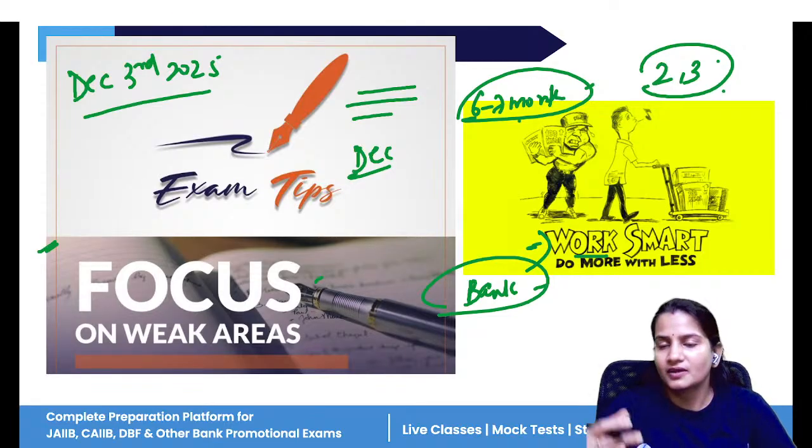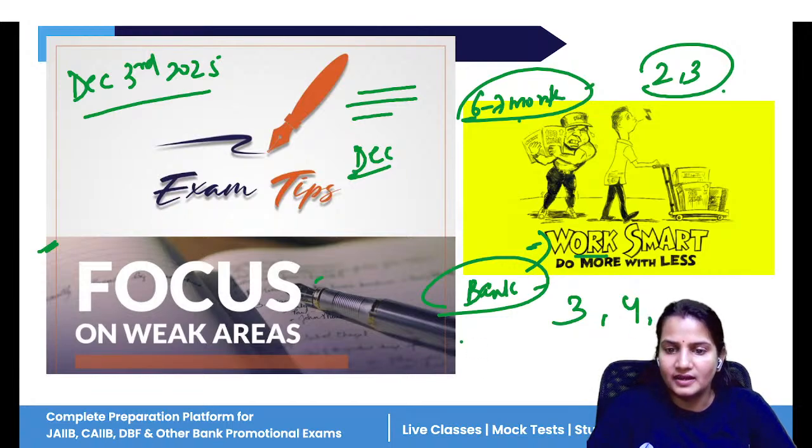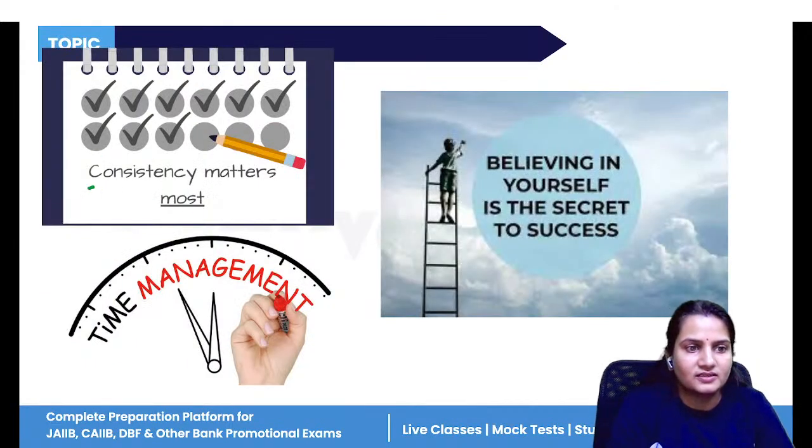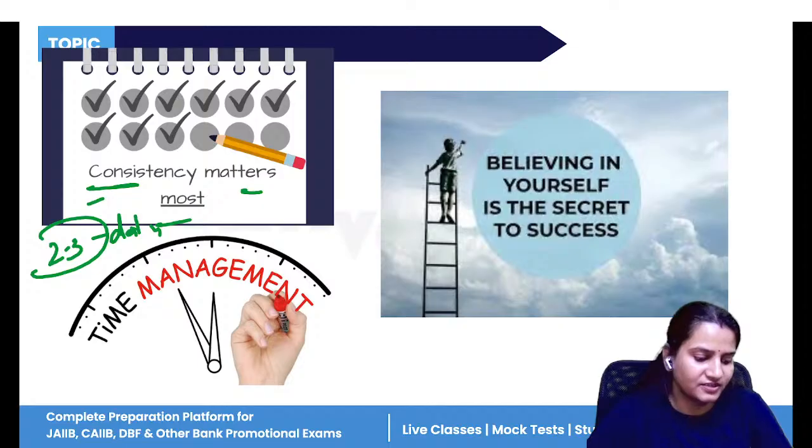It's not that one day you give 3 hours, the second day 4 hours, and then on the third, fourth, fifth day you don't give even half an hour. If you are giving 2 hours daily, give 2 hours daily. That should be consistent. Consistency matters most. So 2 to 3 hours you have to give daily. Then only can you clear this exam in a single attempt.